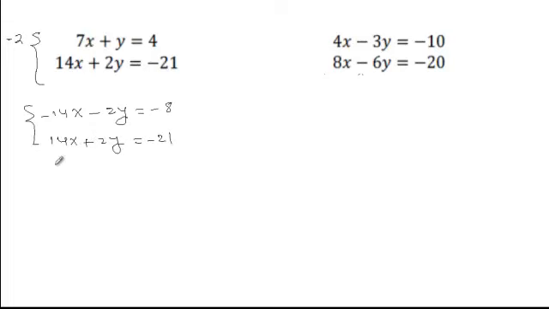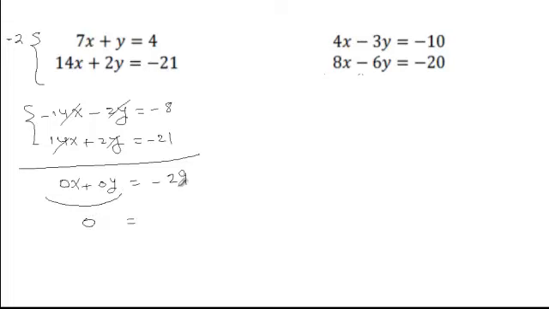Now if you look, we can eliminate. Let's add them. When you add them you get 0x. Oh my god, when you add here you get 0y also, equals minus 8 minus 21, you get minus 29. So if you look at the left side of the equation, if you add them all together you get 0 equals minus 29.